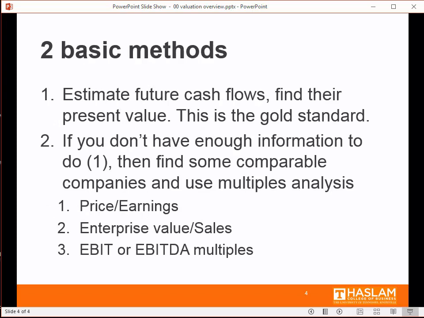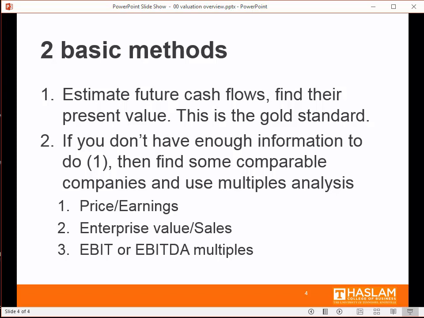Now, there are two basic methods for doing valuation. One of them, the gold standard method, is simply for you to estimate future cash flows, which when I say simply, that's not all that simple, but you estimate future cash flows, find their present value at an appropriate discount rate, and that will give you either the stock value or the enterprise value, perhaps if you do some subtraction of non-operating assets and debt. But in any case, you can calculate that from expected estimated future cash flows.